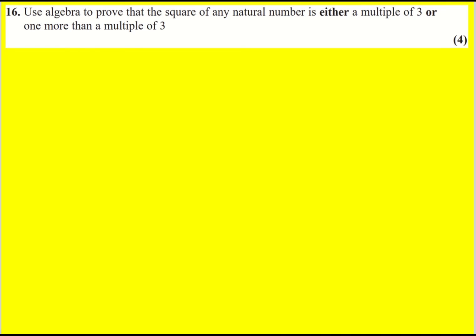Now, if you split this into odd and even, it's not going to work. In fact, because we're trying to show a multiple of 3, we're going to split it into 3 cases. Case 1, n is a multiple of 3. So n is going to equal 3p, where p is a whole number.